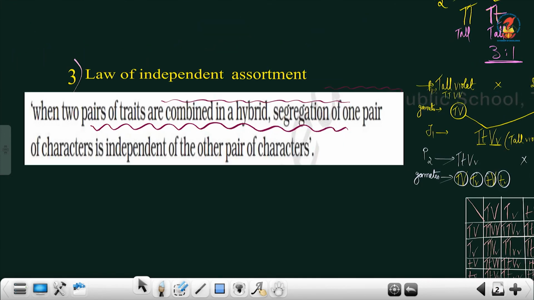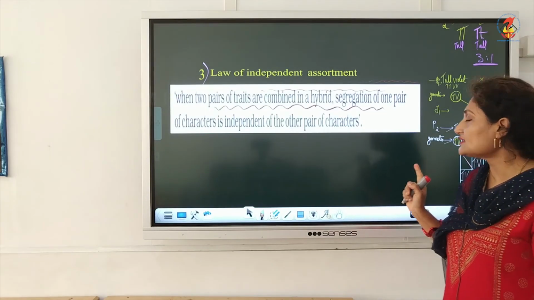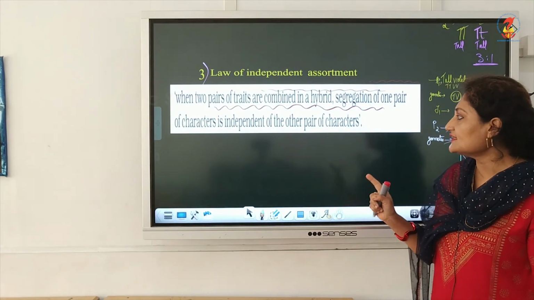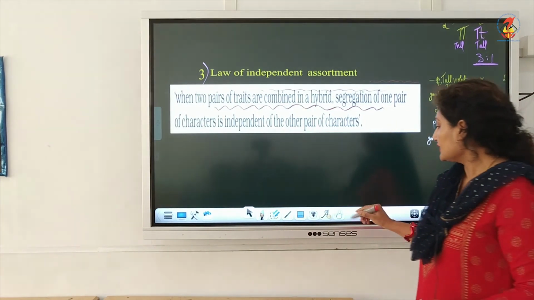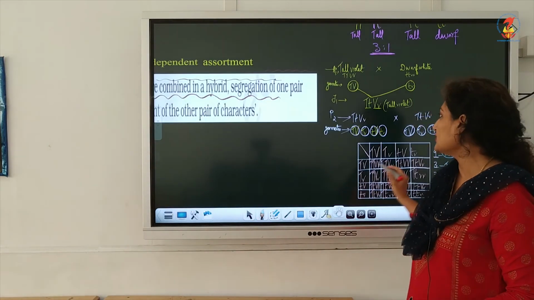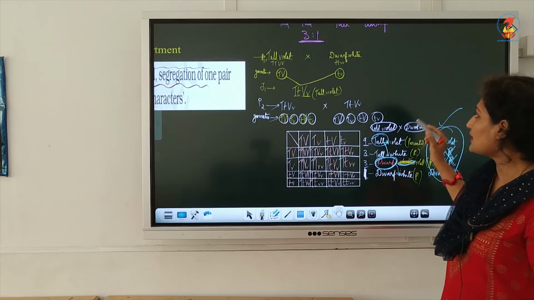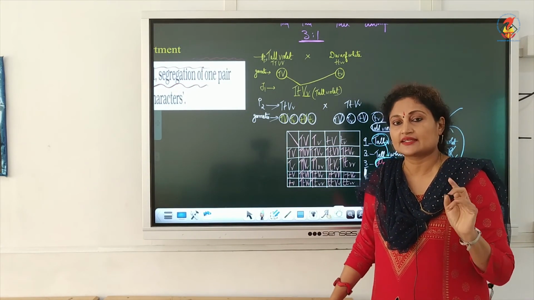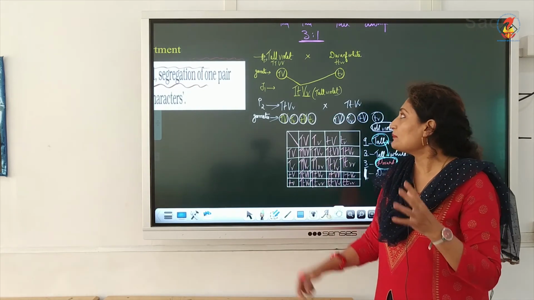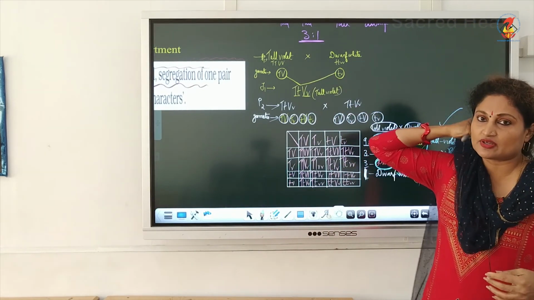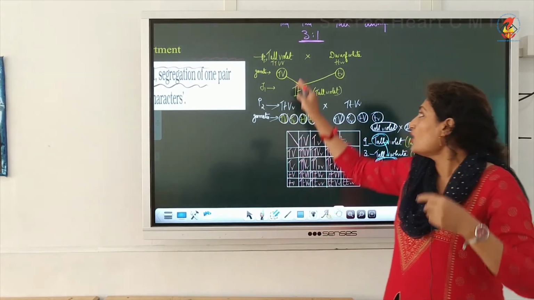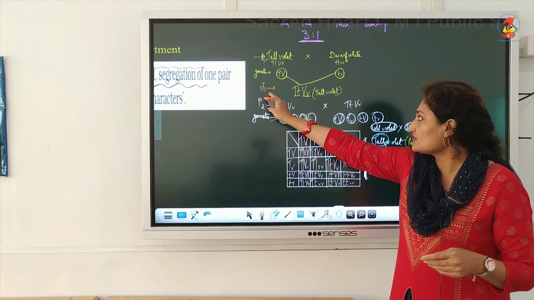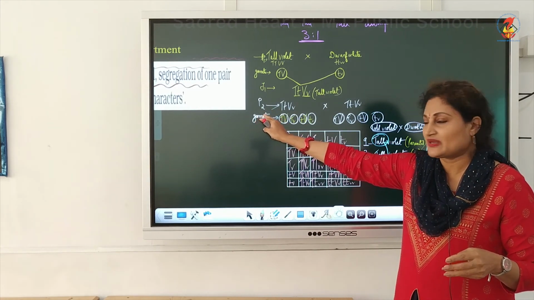So, once again reiterating the law with the illustration. Once again defining the law of independent assortment. When two pairs of traits are combined in a hybrid, so what cross is it? A dihybrid cross. The segregation of one pair of characters is independent of the other pair of characters. The illustration is only with the help of a dihybrid cross. You can take any dihybrid cross. You have taken a cross between two parents differing in 2 characters. The characters are height and flower color. One parent is tall violet, the other parent is dwarf white, and because it is a regular genetic problem, I am going for homozygous tall violet. Gametes are formed, F1 generation, then I am going to F2 by selfing, then gametes.